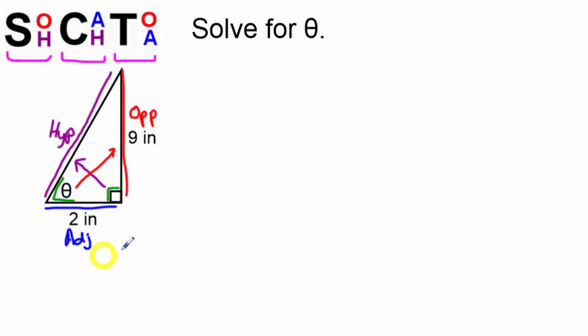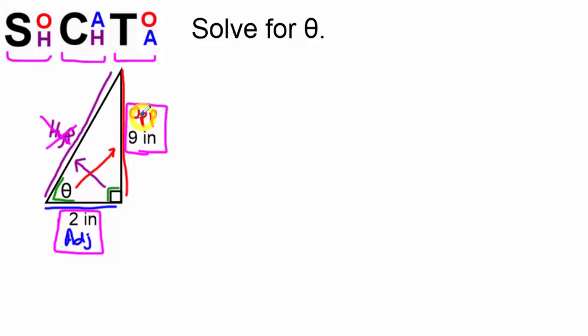In our problem here, we're going to look for which two sides of the triangle are important. So I notice that the opposite side has the measurement 9 inches. We're going to use that measurement. And also the adjacent side has a measurement, the 2 inches. Those are the two sides that are important. The third one is blank, so we're going to ignore the hypotenuse.